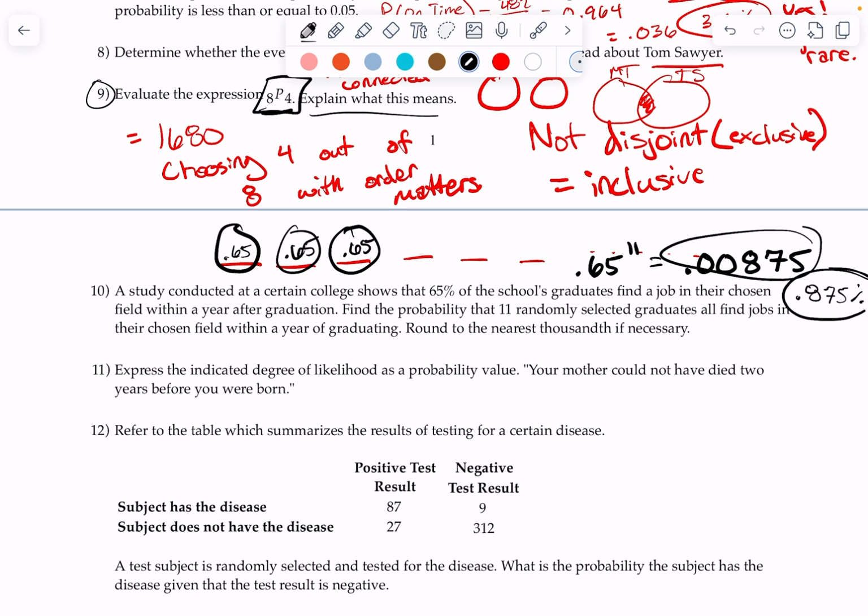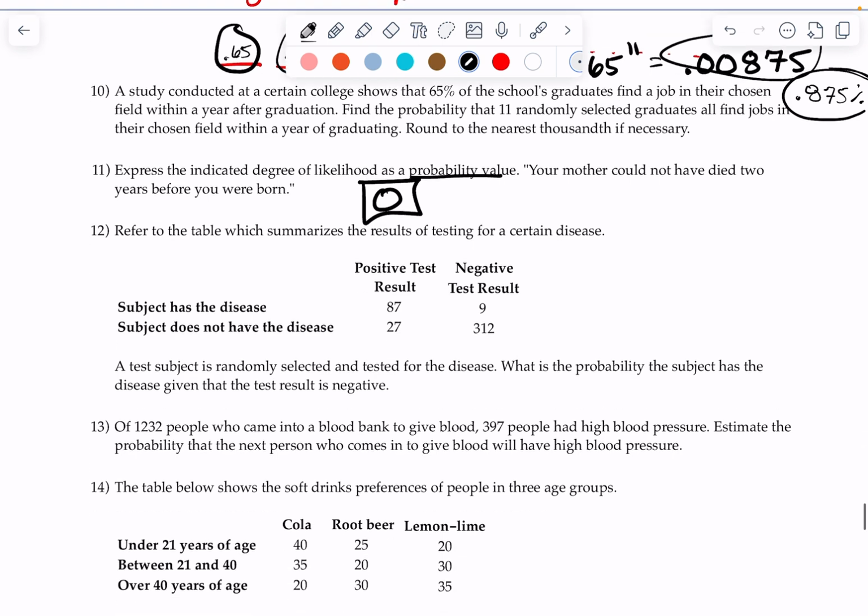All right, express the indicated degree of likelihood as a probability value. Your mother cannot have died 2 years before you were born. Like, that can't happen because then you wouldn't be her. So the likelihood as a probability, what's the probability of your mother dying 2 years before you were born? 0. That's a probability.